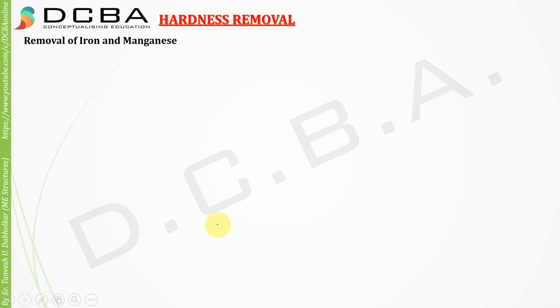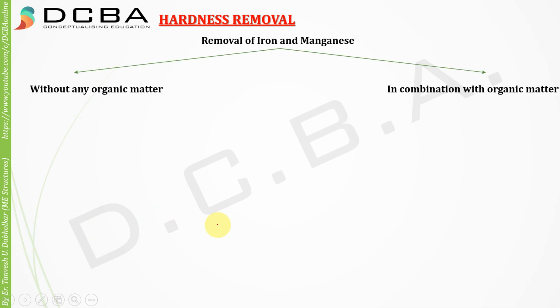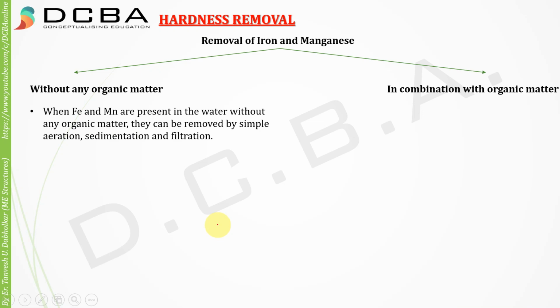Next is removal of iron and manganese. Now we have dealt with permanent hardness, temporary hardness and all. Now it is removal of iron and manganese. It has two cases in it. First is if organic matter is not present, and second is if it is present in combination with some organic matter. So first, if organic matter is not present, it is very easy to remove iron and manganese from the water just by aeration, sedimentation and filtration.